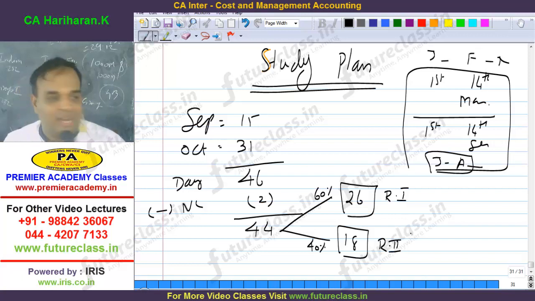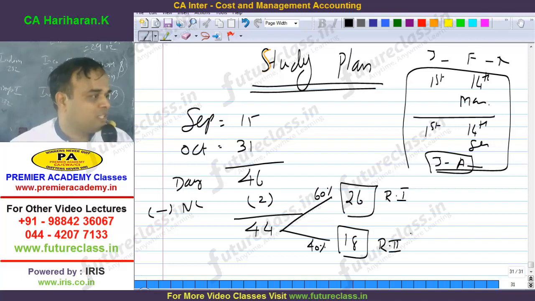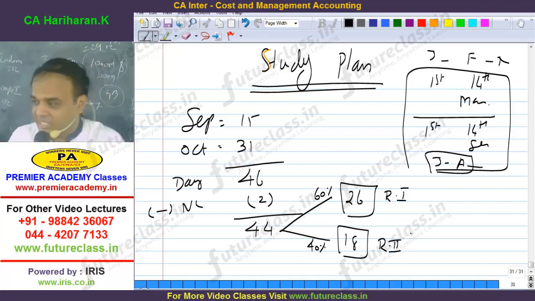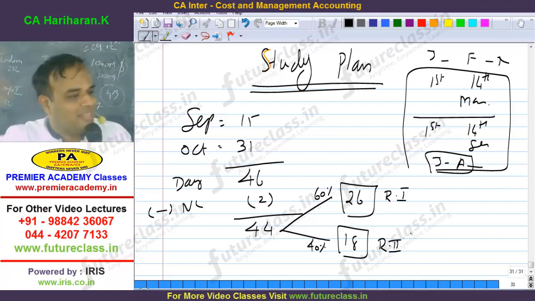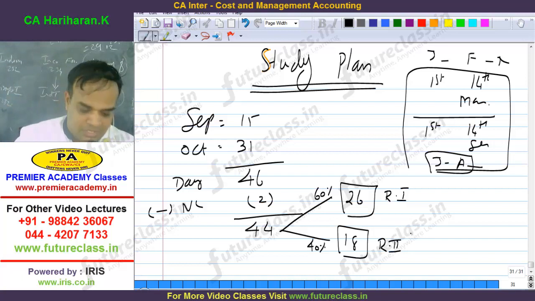You should know the value of our CA course, how tough the syllabus is, and the pattern of valuation. Minimum 2 revisions are a must. It is advisable to go for 3 revisions, but at the last minute it's not possible. Of the available days, split 60-40, because the first revision needs more days, the second revision fewer.